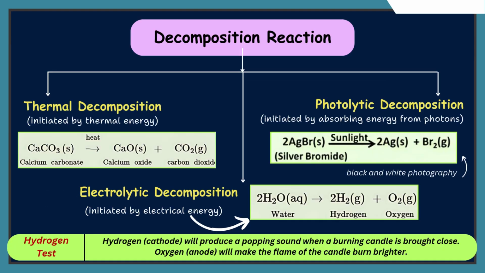We can break down decomposition reactions further. There's thermal decomposition, which happens when we heat something, like heating calcium carbonate. Then there's photolytic decomposition, which happens when we shine light on something, like silver bromide in old cameras. And there's electrolytic decomposition, which happens when we pass electricity through something, like water.